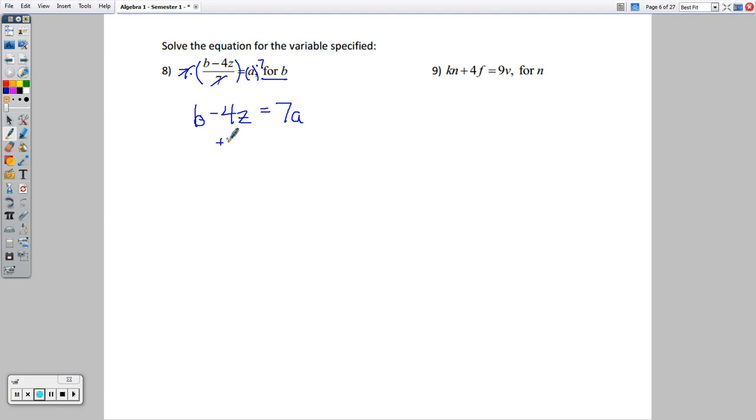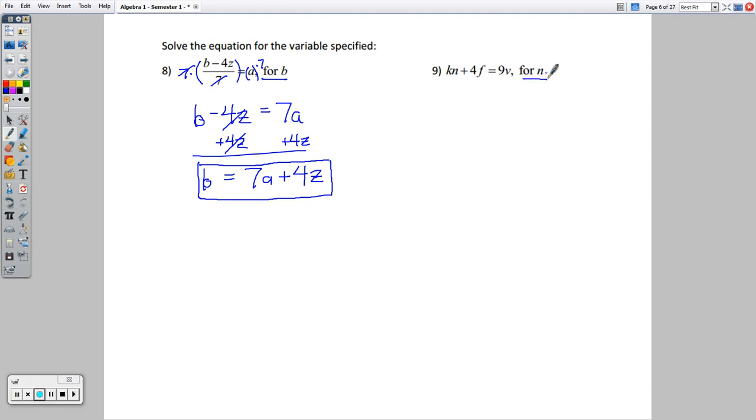And then from there, add 4z to both sides since you want b by itself. You're trying to get the equation solved in terms of b. So b equals, this canceled. And then you could write 7a plus 4z or 4z plus 7a. Both would be the same thing. Typically we'll write the letters in alphabetical order, so I'm going to write it like that.